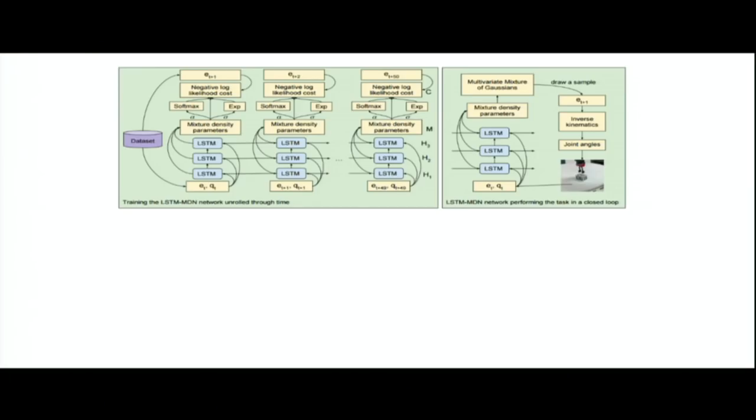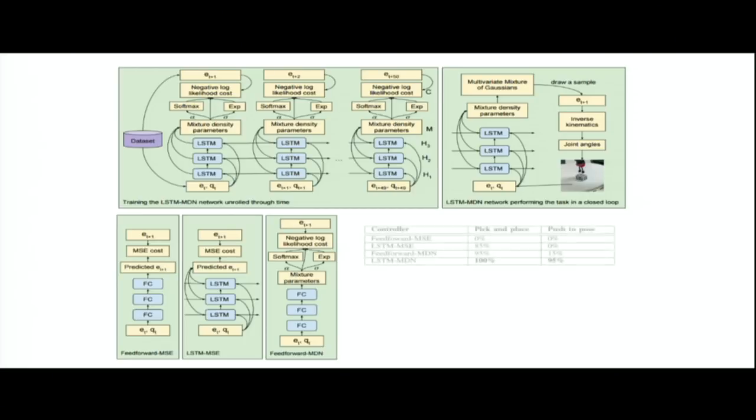All right. Here's the diagram from their paper of the architecture. So you can see over here there's the LSTM. This is to handle non-Markovian behavior. And at the top they're actually outputting a mixture of Gaussians. So that's this multivariate mixture of Gaussians box over here. And they call this the mixture density network, LSTM MDN.